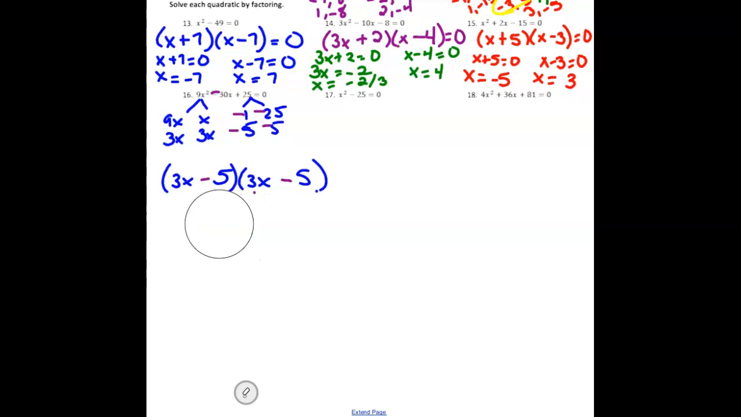All right, once we've got our factors, we have it still equal to 0. Now notice that both of these are the same, so we really just have to solve it once. We're going to add the 5 to the other side, and then divide out the 3.